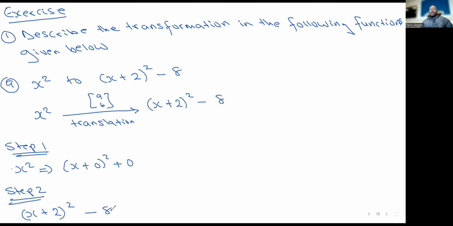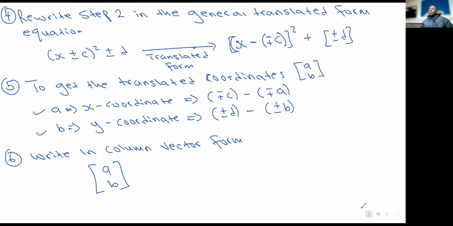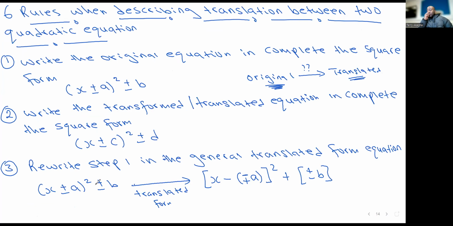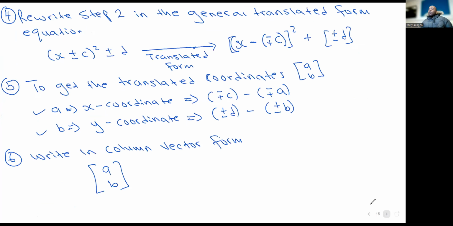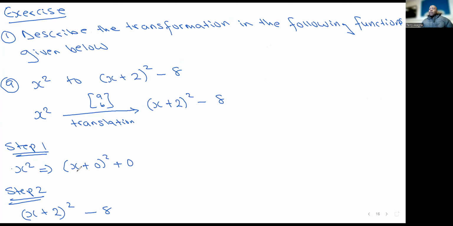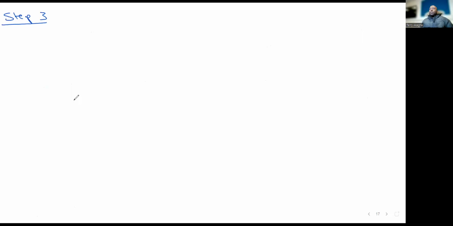Okay. Now, step 3, we're now told to rewrite step 1 in translated form. So step 3, step 1, what was step 1? It is x plus 0 squared plus 0. So we're having x plus 0 squared plus 0. In translated form, remember I told you this has to be minus, so it's going to become x minus, minus 0. Are you seeing it? Squared plus 0.